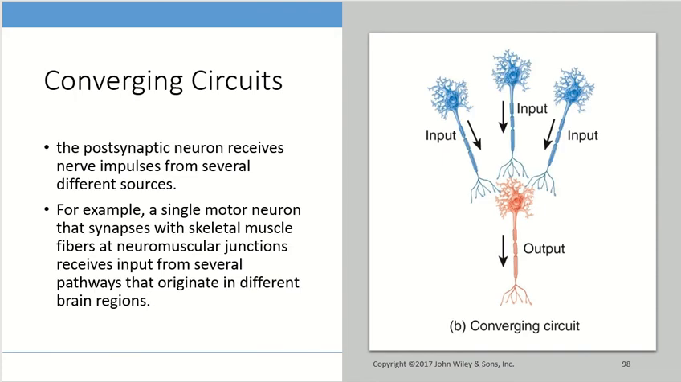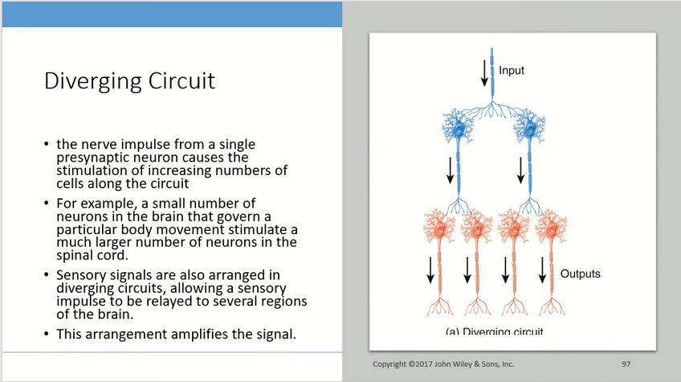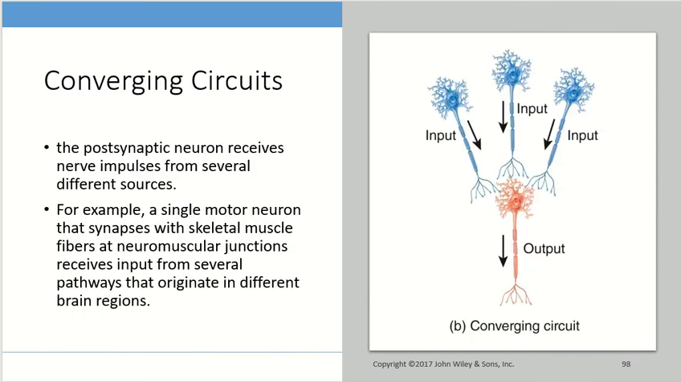Next, we have our converging circuits. Multiple neurons are converging on one neuron. So our postsynaptic neuron is going to receive nerve impulses from several different sources. For example, a single motor neuron that synapses with skeletal muscle fibers at the neuromuscular junction is going to receive input from several pathways that originate from different regions of the brain.